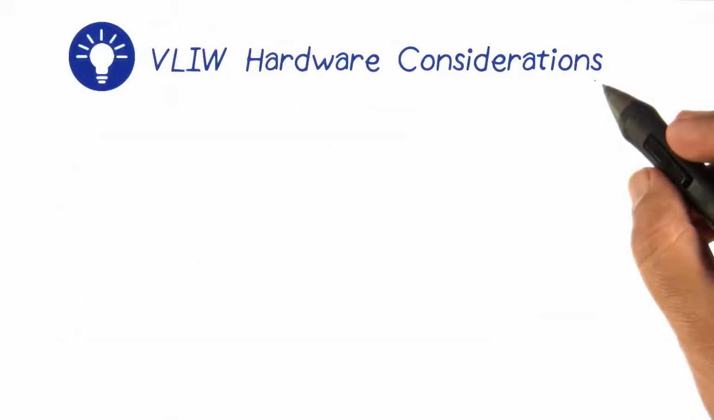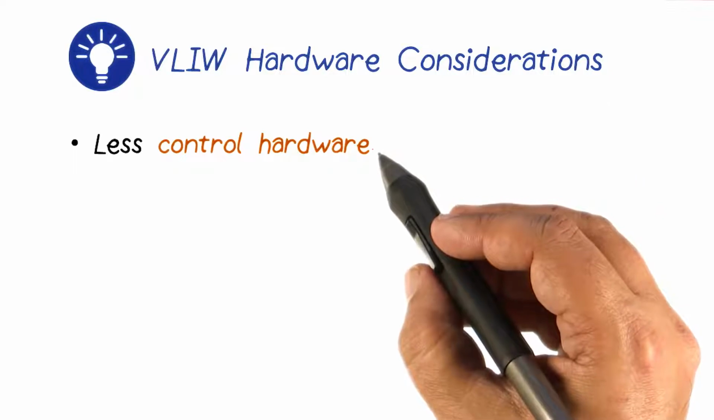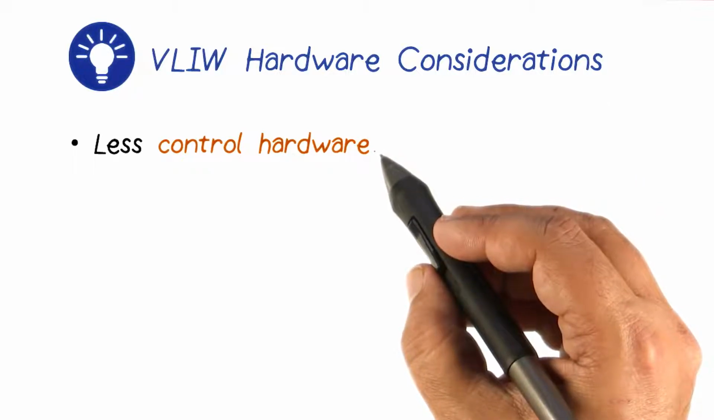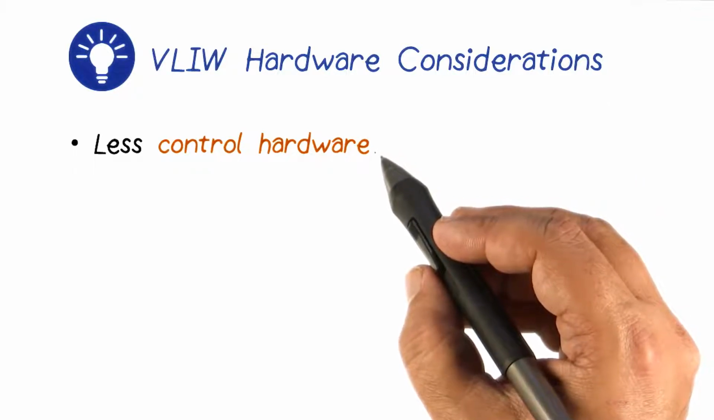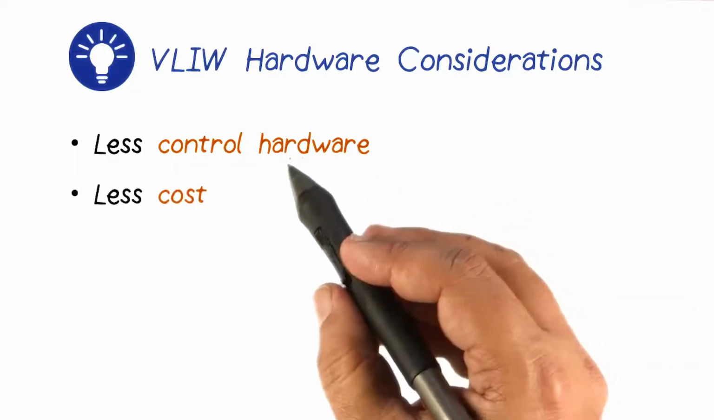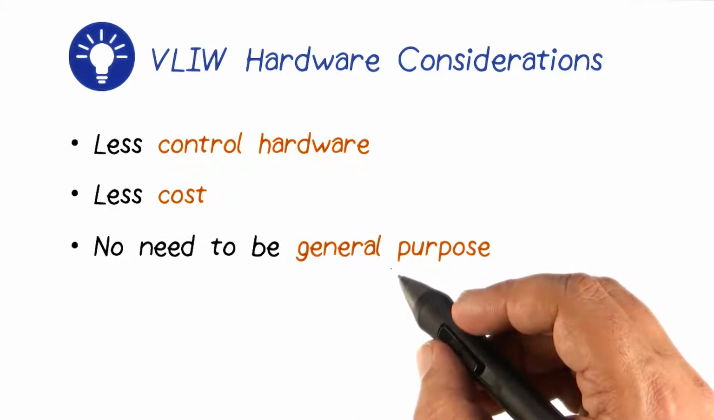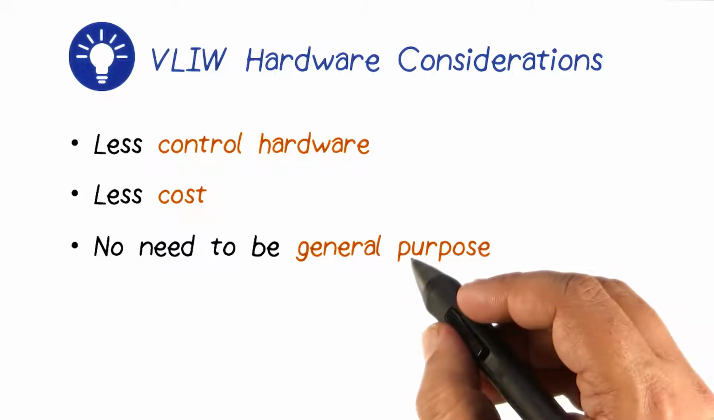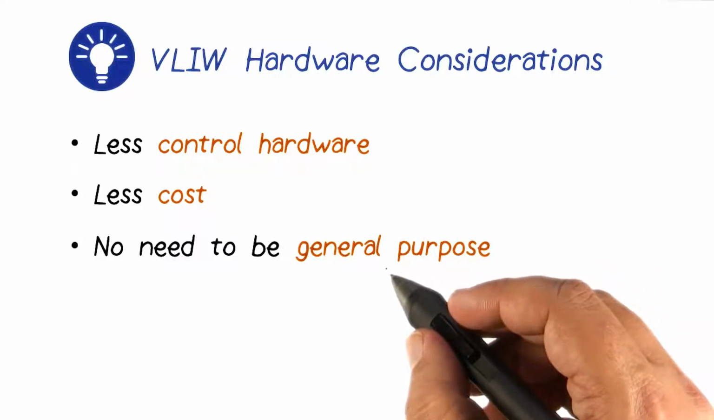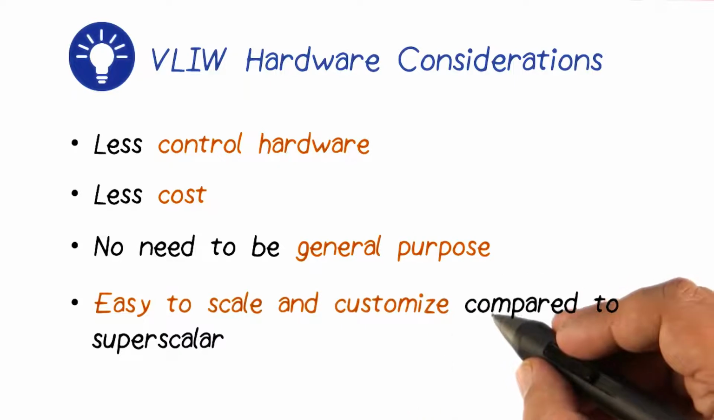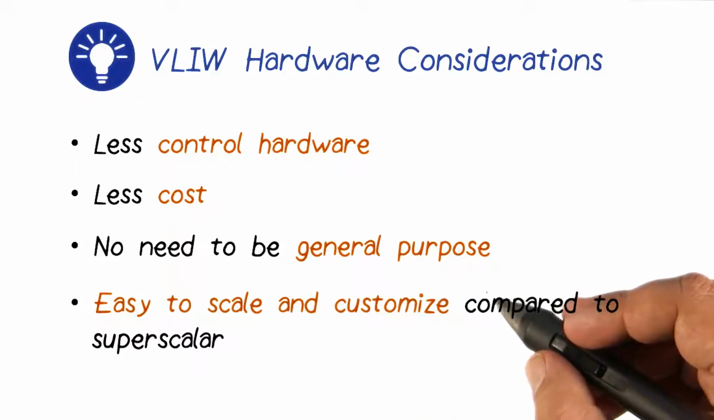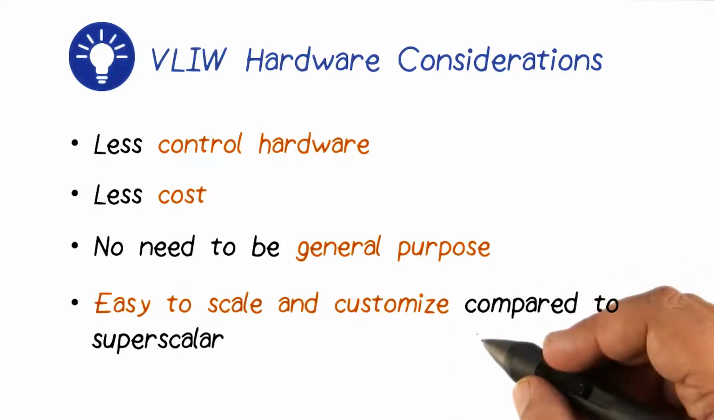Let us now summarize the characteristics of VLIW hardware. First and foremost, VLIW processors are simple, so there is less control hardware. There is no hardware, for example, for out-of-order execution here. Because the hardware is simpler, it is less expensive. Many of the VLIW processors also support some special purpose computing, and therefore they need not be general purpose and need not be tuned for performance across the board. And because the architecture is simple, it is easy to scale and customize compared to superscalars.